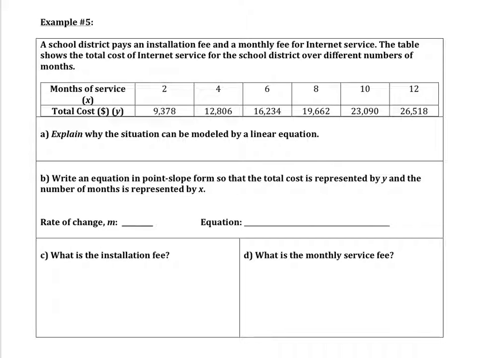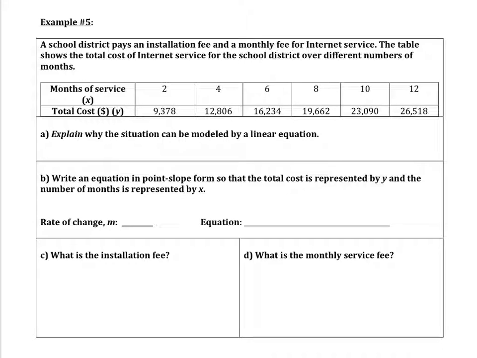Example number 5, this is our last example. A school district pays an installation fee and a monthly fee for internet service. The table shows the total cost of internet service for the school district over different numbers of months. So we have numbers of months on the top, so 2, 4, 6, 8, 10, 12, and the total cost of the internet service, which is these big, huge numbers on the bottom row. Part A says, explain why this situation can be modeled by a linear equation.